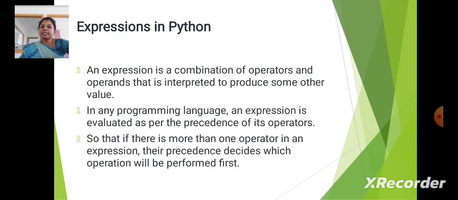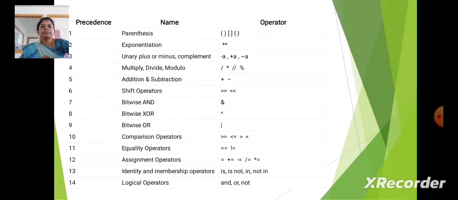Then expressions in Python. An expression is a combination of operators and operands that is interpreted to produce some other value. In many programming languages, an expression is evaluated as per the precedence of its operators, so if there is more than one operator in an expression, their precedence decides which operation will be performed first. So these are the precedences. Parentheses have the first precedence. Exponentiation has the second. That means the priority given to the expressions.